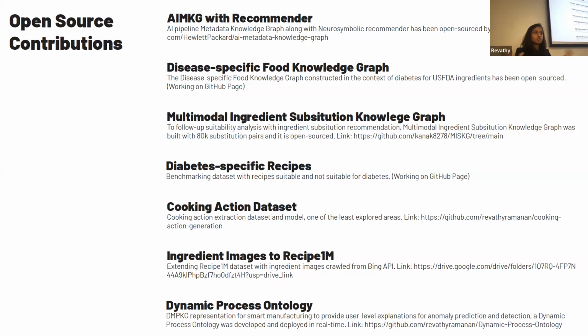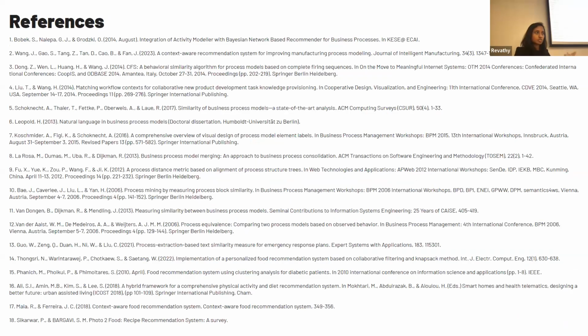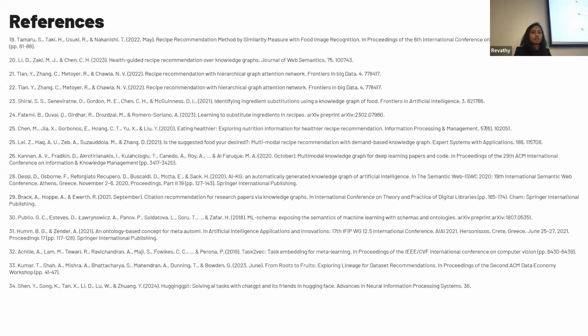We have diabetes-specific recipes, a benchmark dataset to promote further research, and also the cooking action dataset along with its model. We also curated recipe images to extend the Recipe1M dataset. And I also contributed to the open source development of the dynamic process ontology, which will facilitate the dynamic multimodal process knowledge graph representation for smart manufacturing as well. So now that's the third domain that involves processes, and we can apply the dynamic multimodal process knowledge graph representation there as well. So this is the list of references used in the presentation.